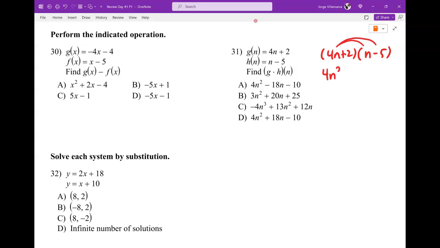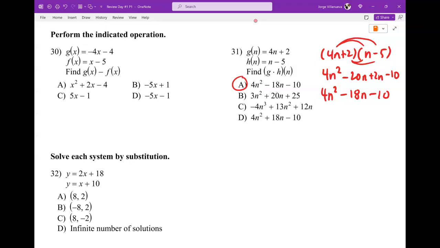4n times n is 4n squared, and 4n times negative 5 is negative 20n. And then 2 times n and 2 times negative 5, that's 2n minus 10. 4n squared minus 18n minus 10 is what it reduces to. So it's going to be a D kind of looks like it. Be careful. That's a positive 18n for part D.